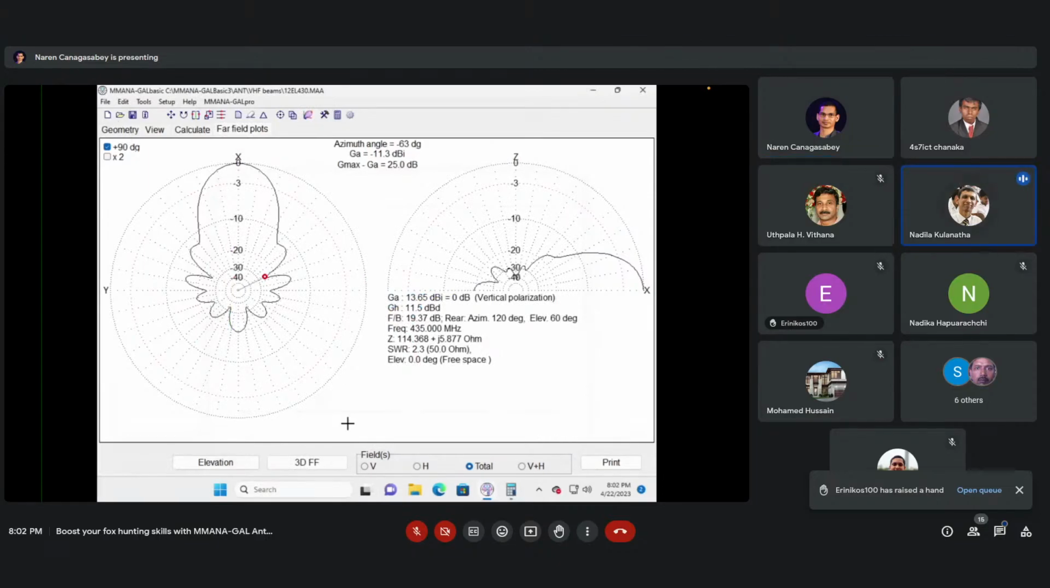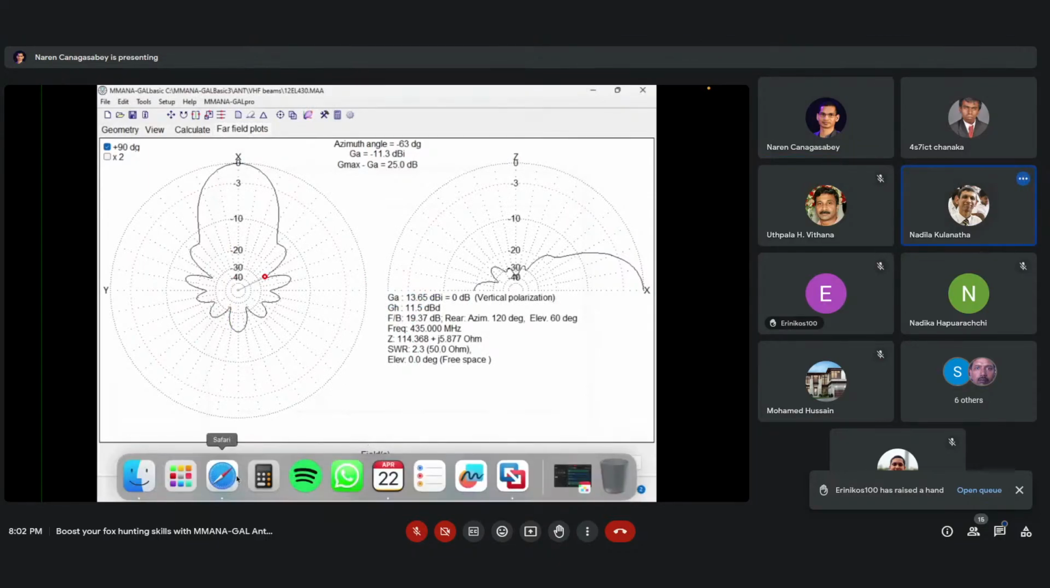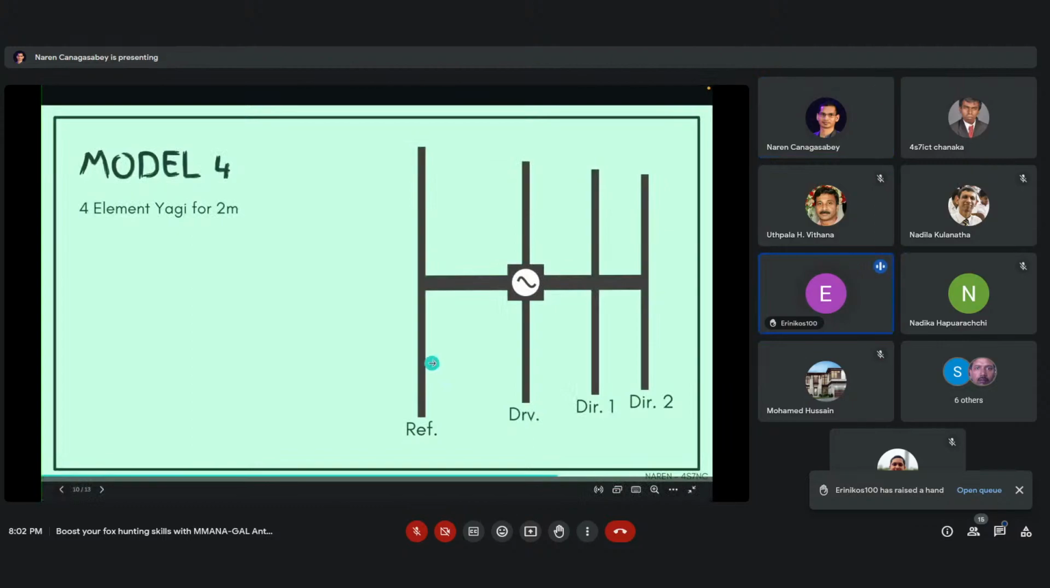Right. Naren, I think Ron has something to add. Yes. I'm sure Ron will be able to elaborate more on the pattern. Oh no, not to elaborate.